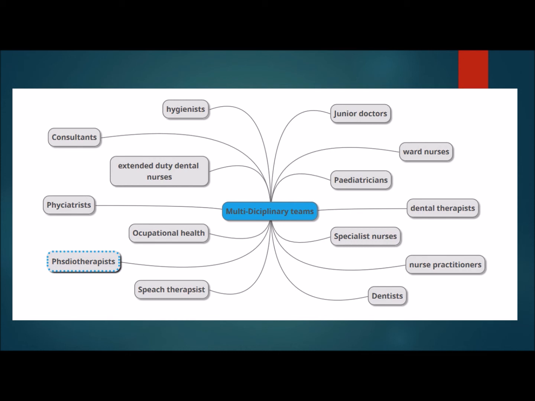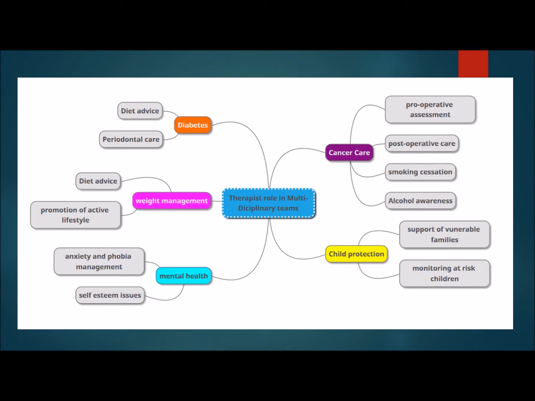So we think a little bit more specifically about how we as therapists can be involved. I've just given a few examples here of the ways in which we can be involved and what role we would play within a multidisciplinary team.